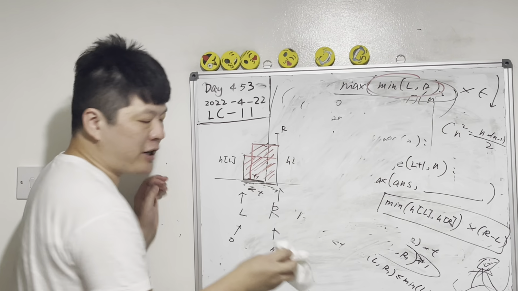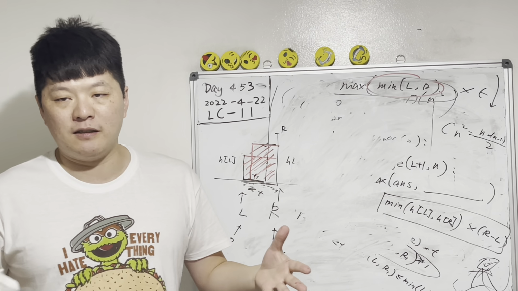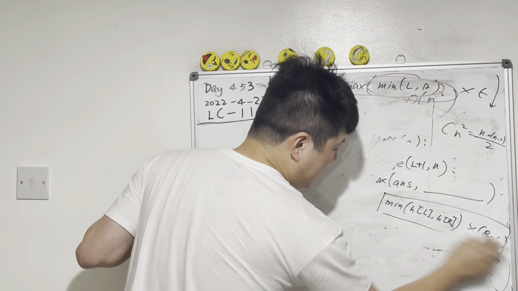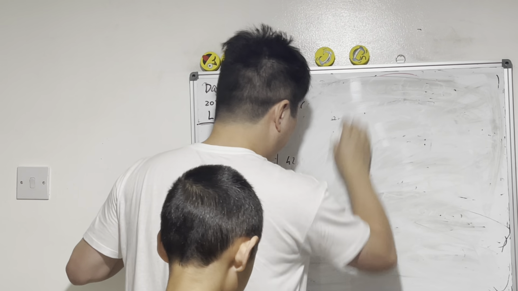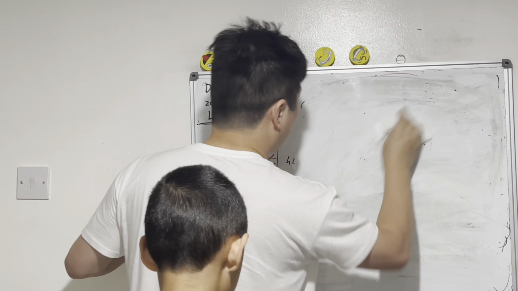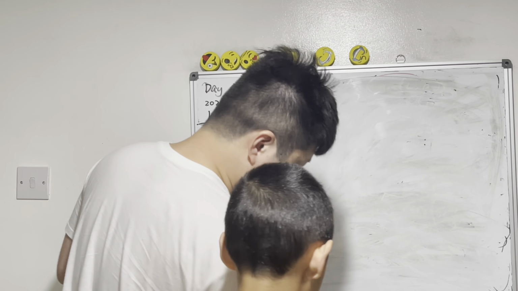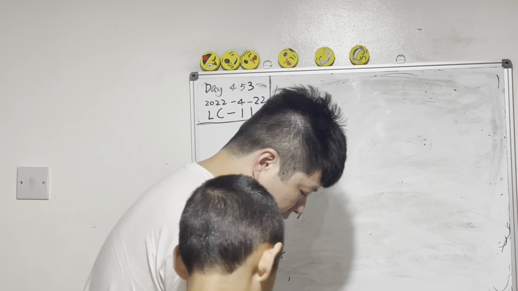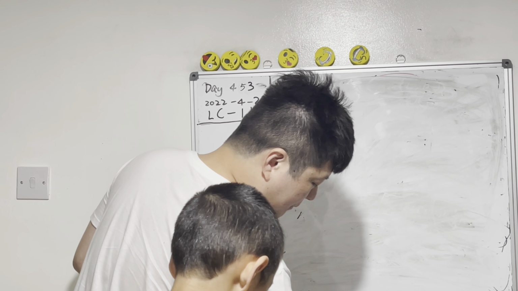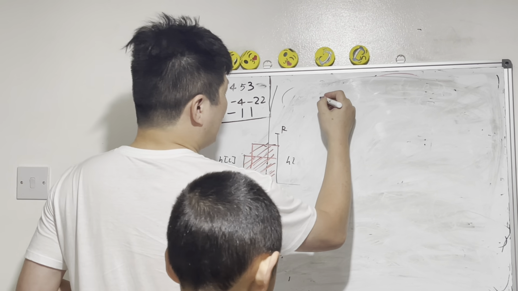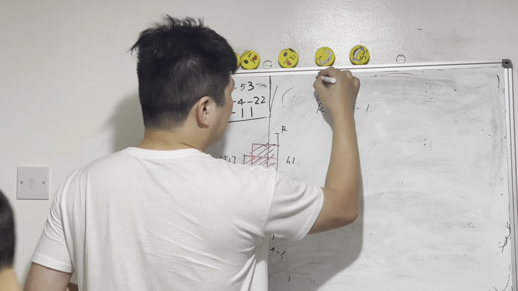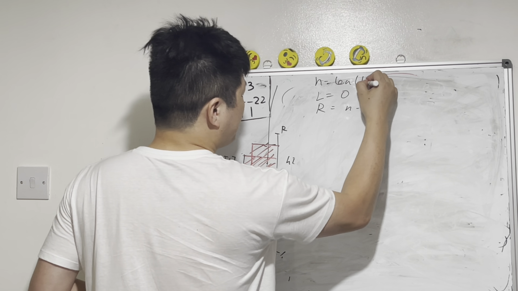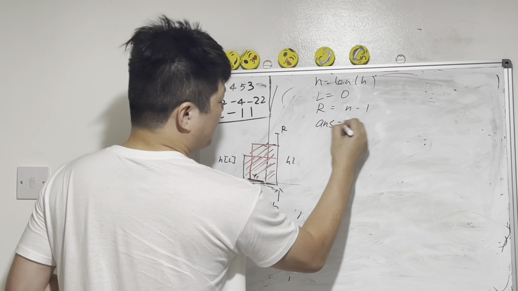This is not a strict proof of the solution, the two-pointer thing, okay? If we want to actually prove it, we need to use mathematical contradiction, but that is a little bit out of scope of today's talk, so I'm not going to talk about it. But let's talk about the two-pointer thing. L equals 0, R equals n minus 1, where n is the length of h. The answer at the beginning will be 0.